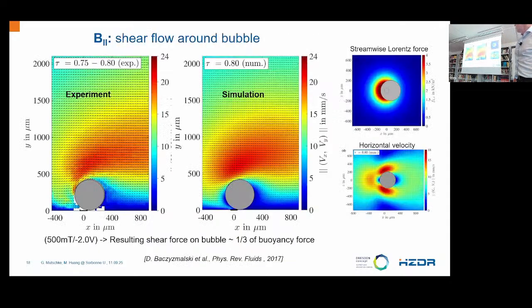We did also simulations for that. You see here the shear flow that is being generated around the bubble. We have a nice match with experiments, and the resulting shear force we could estimate at a magnetic field strength of half a Tesla, which is reasonable for these permanent magnets, which approaches the value of the buoyancy force itself. So you can achieve something.